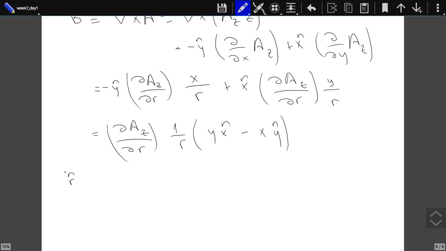What is r hat cross z hat? Let's see, this is x in the x hat plus y in the y hat plus z in the z hat, cross z hat. It is x in the x hat cross z hat, which is minus y hat, plus y in the y hat cross z hat, which is x hat. And z hat cross z hat is 0.